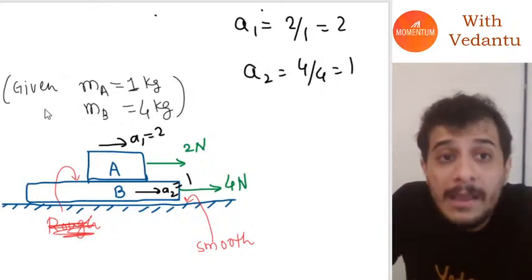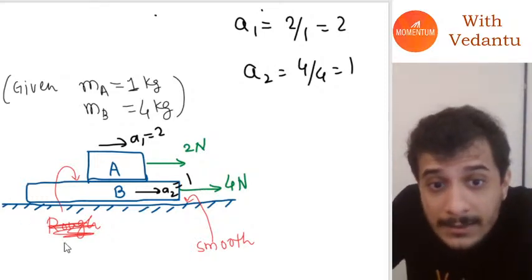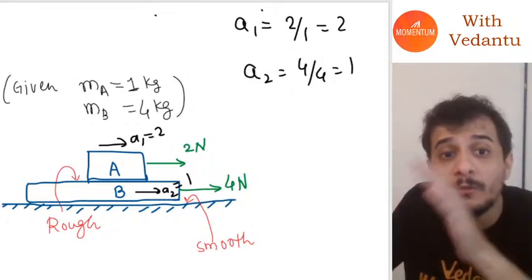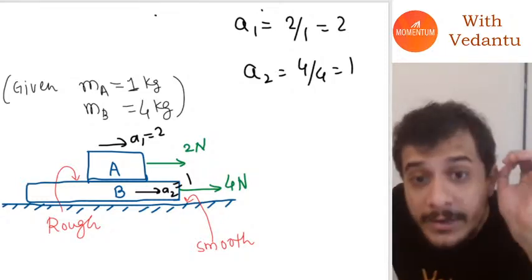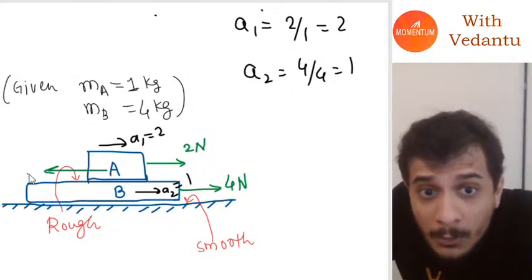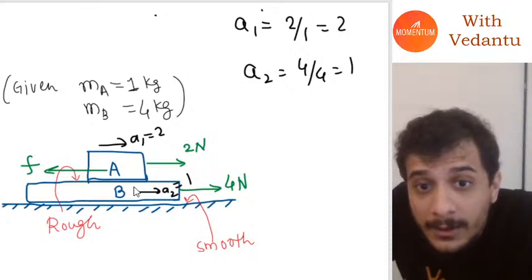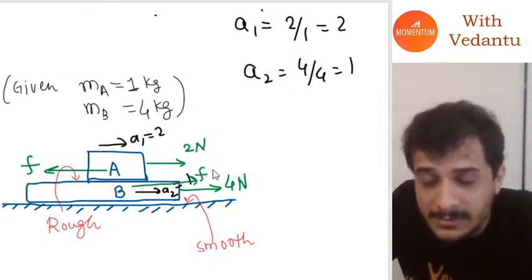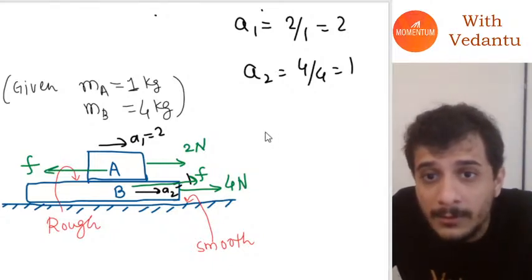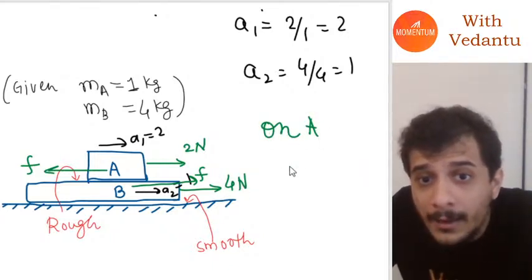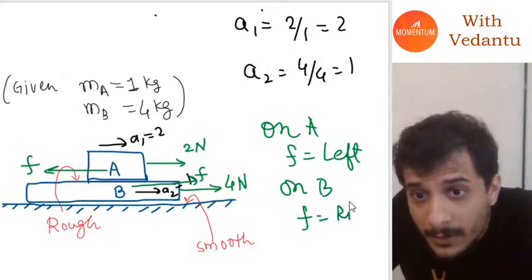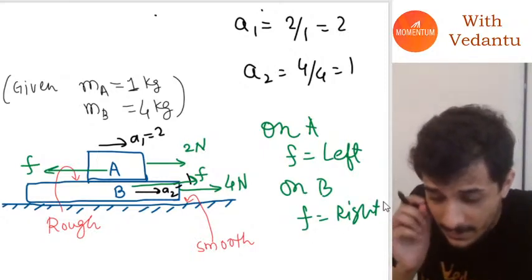Guys, now if I have friction, then see, what does friction want? Friction wants both of them to move together. So what friction will try to do is slow down block A and make block B faster. So on A, friction will be towards left, and on B, friction will be towards right.